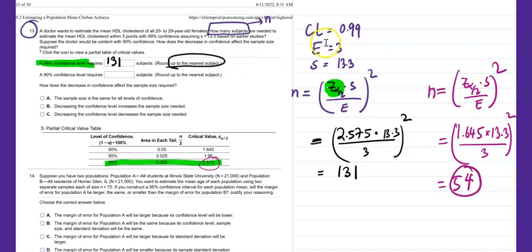So with 99%, we need 131. With 90%, we need 54. So how does a decrease in the confidence level affect the sample size? If you decrease the confidence level, you need a smaller sample size. So decreasing the confidence level decreases the sample size needed. That's the answer for part C. You see that when you decrease the confidence level, the sample size required decreases as well.